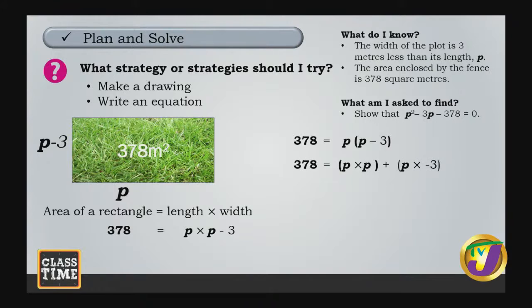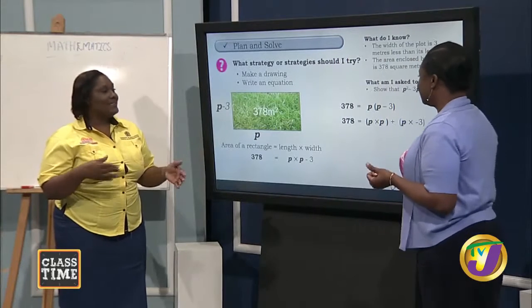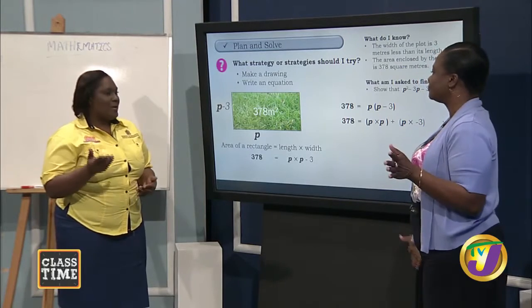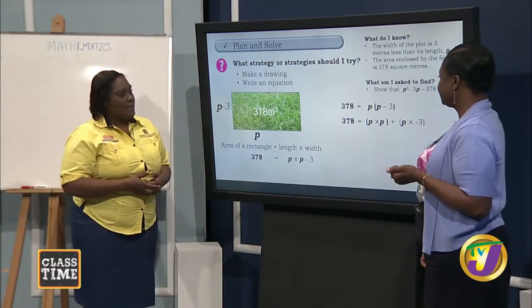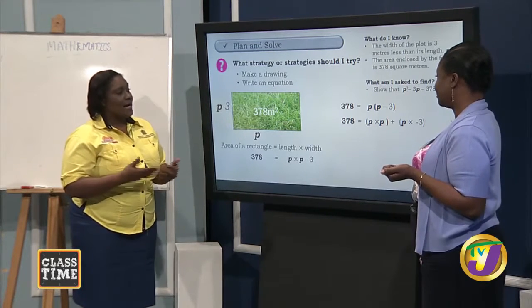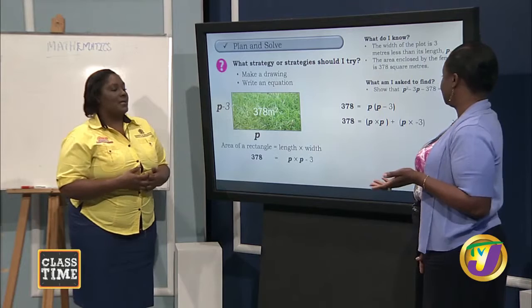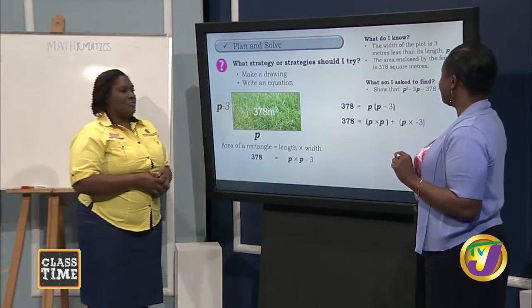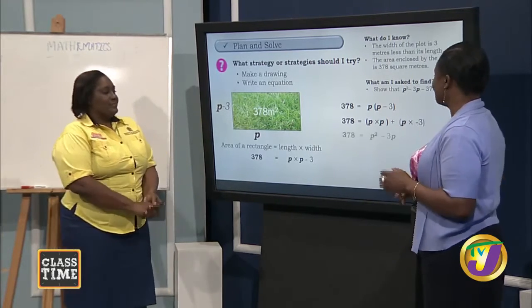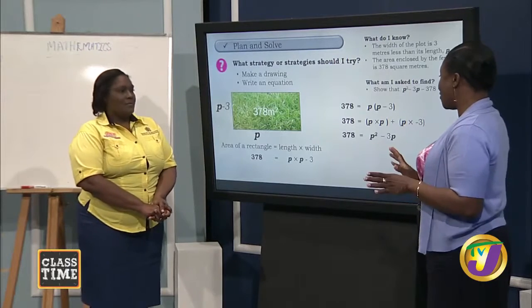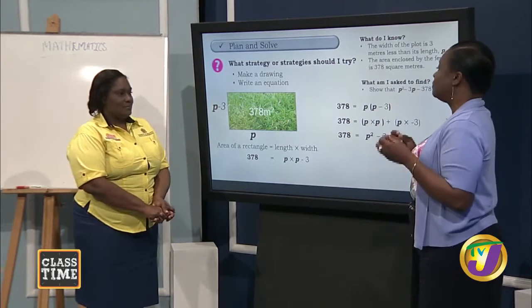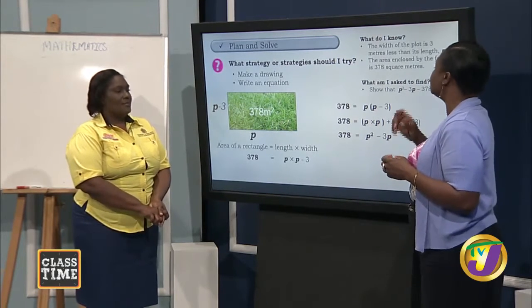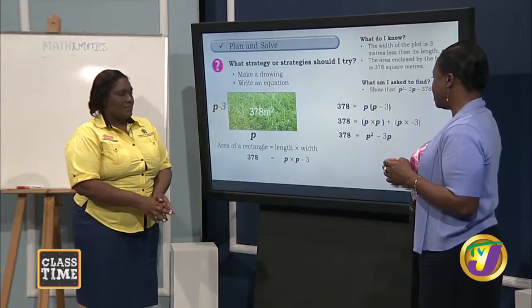You would have been exposed to the distributive law in grades 9, 10, all the way up, right? So you're ready for CSEC. So P multiplied by P, and that is added to P multiplied by negative 3. Are you seeing the answer? Okay, so I am seeing 378 is equal to P squared minus 3P.